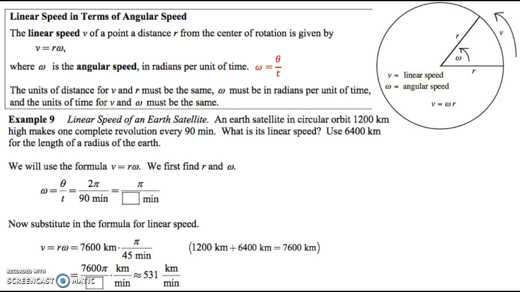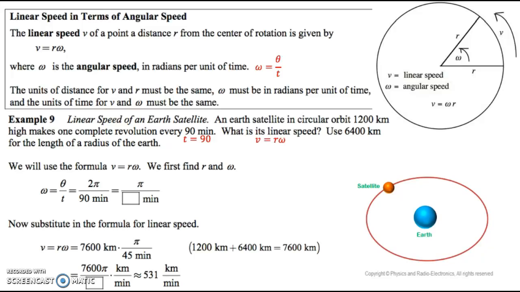The linear speed of an Earth satellite. An Earth satellite in circular orbit 1,200 kilometers high makes one complete revolution every 90 minutes. What is its linear speed? And we're going to use 6,400 kilometers for the length of the radius of the Earth. So I have a little picture here for us with some information. We know that time is 90 minutes, and we can complete one revolution, or 2 pi, so we're going to have to convert it to radians in a second.